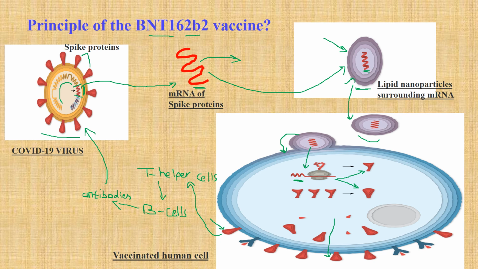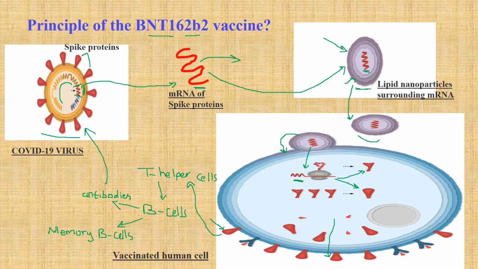Another thing that happens is that some of these B cells will remain in the system as memory B cells. Now, all that we have been explaining takes place as we are vaccinated. We are not yet infected with the COVID-19 virus. All this takes place when we are vaccinated.